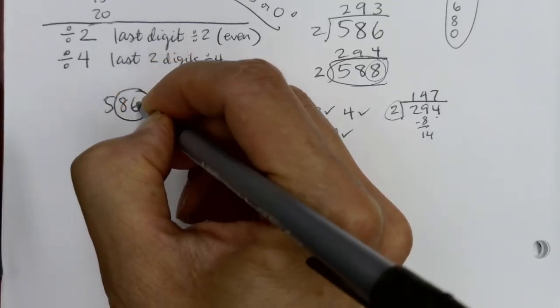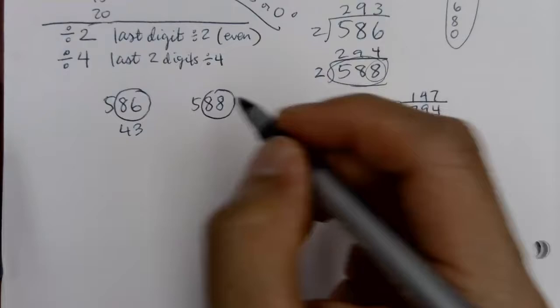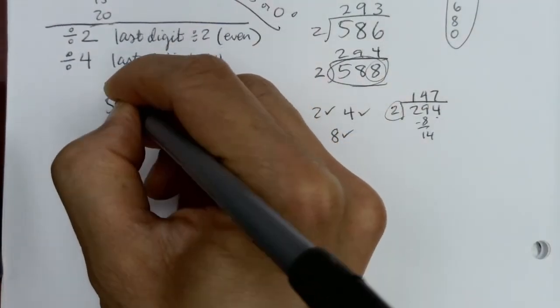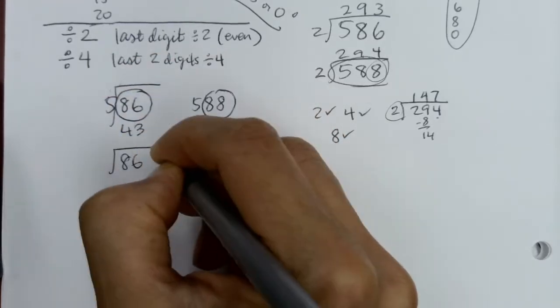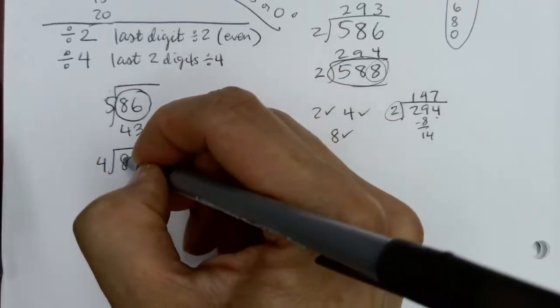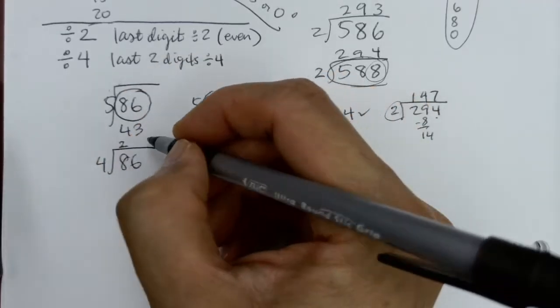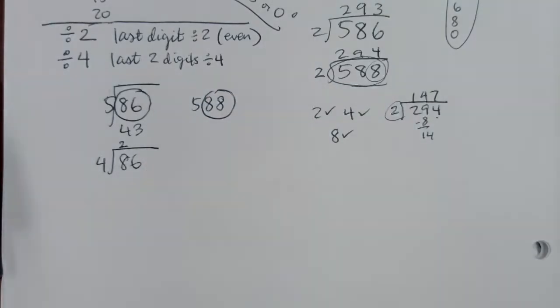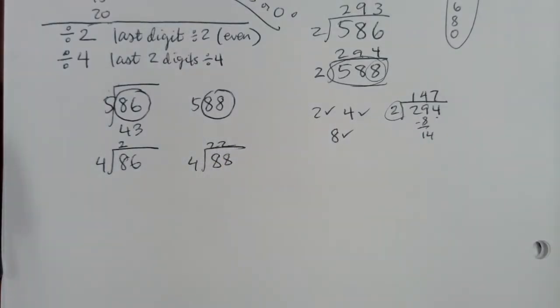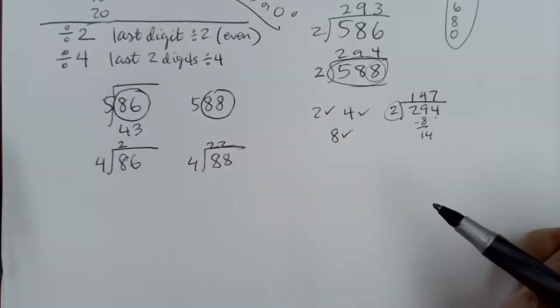86 divided by 2 is 43. No. Or I could just go straight to 4 and say, well, 8 divided by 4 is 2, but 6 divided by 4 is not going to be a whole number. In other words, I'll have a remainder. 88 divided by 4 is 22. And so 588 is divisible by 4, as we saw before, and 586 is not.